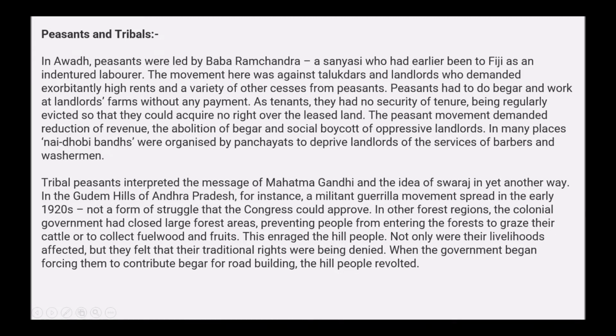In other forest regions, the colonial government had closed large forest areas, preventing people from entering the forest to graze their cattle or to collect fuelwood and fruits. This enraged the hill people. Not only were their livelihoods affected, but they felt that their traditional rights were being denied. When the government began forcing them to contribute begar for road building, the hill people revolted.